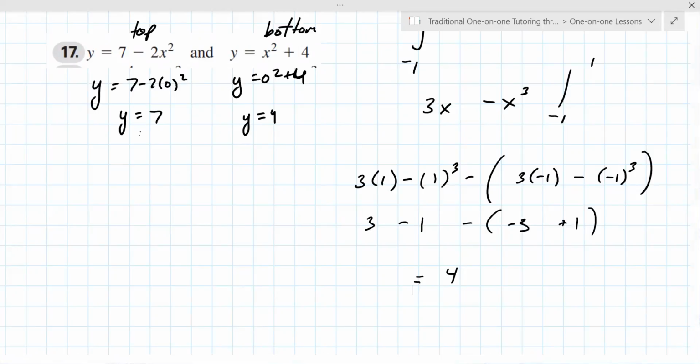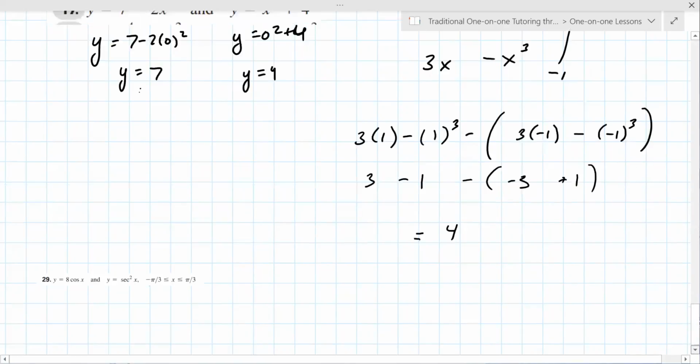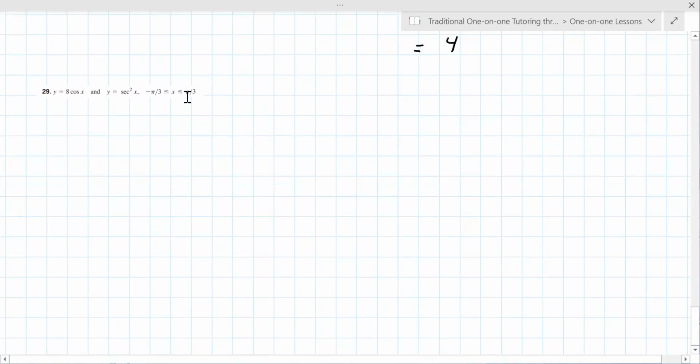All right, so this section we're doing becomes much more important when you start dealing with volumes and discs and washers. Maybe you've seen those, or if not, they're upcoming. You end up finding the area, using the area between curves to answer the question of how to find volumes of solids.